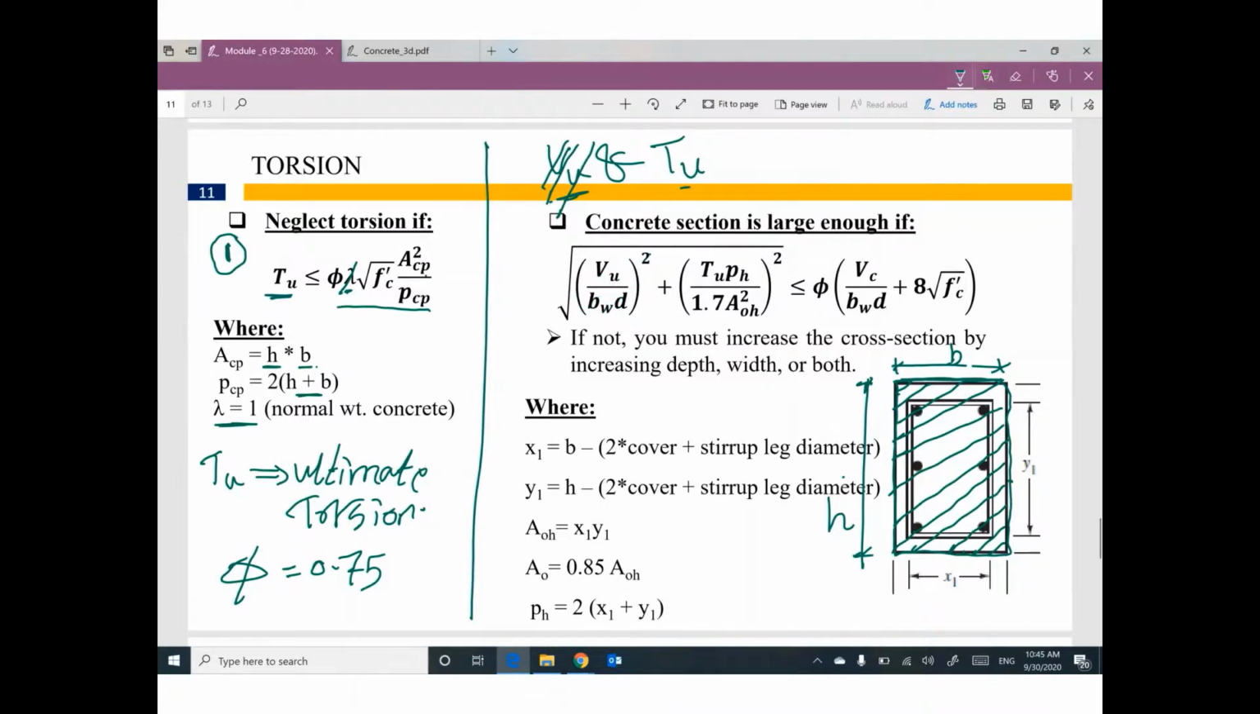V ultimate divided by b web times d, all of them squared, plus T ultimate Ph divided by 1.7 Aoh squared, all of them squared, must be smaller than phi times this expression. By the way, phi equals 0.75. We have some expressions here that are new. What is the value of Ph? What is the value of Aoh?